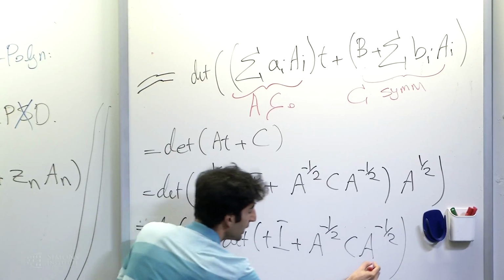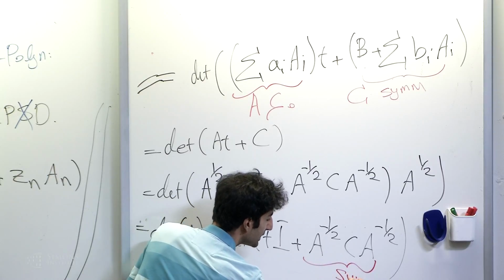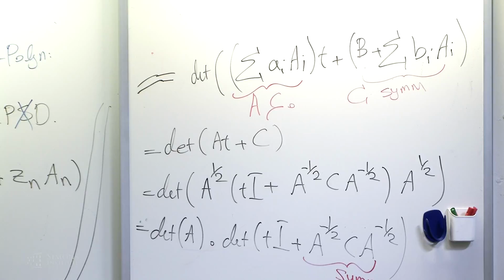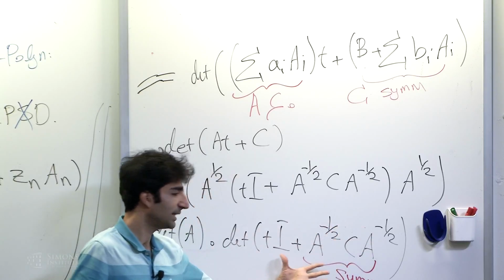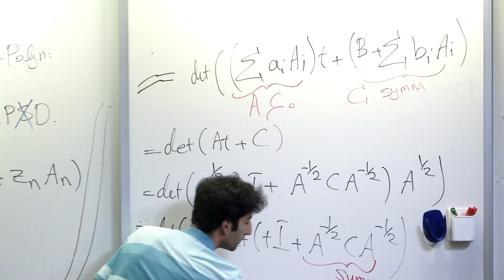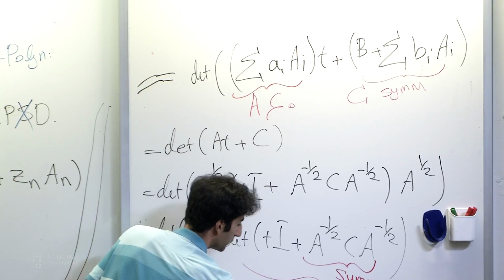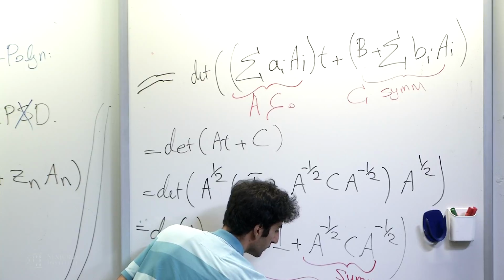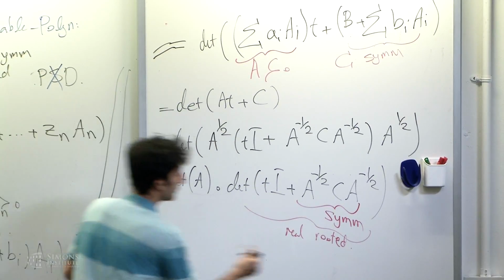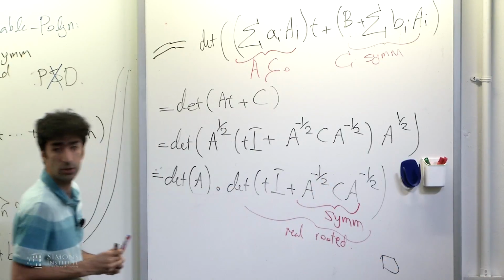And that's all. Basically, this is just a number. This matrix is a symmetric matrix because C is symmetric, and this is just multiplying by A^{-1/2} on both sides. So this is a symmetric matrix. This is the characteristic polynomial of a symmetric matrix, so it must be real rooted. Any questions?